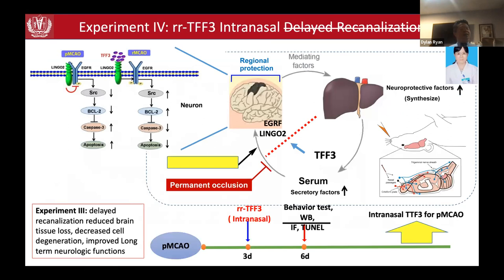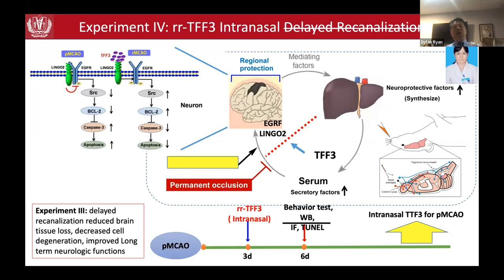So we said, okay, we know this cannot pass the BBB, right? So we have to do delayed recanalization. Now we switch strategy. We give this recombinant TFF3. It's available. We do it as a nose drop. So from the nose, it goes directly to the brain, bypassing the BBB, right? That's the best way to give drugs to patients. Go to the nose. It will go to the frontal lobe and then circulate back.